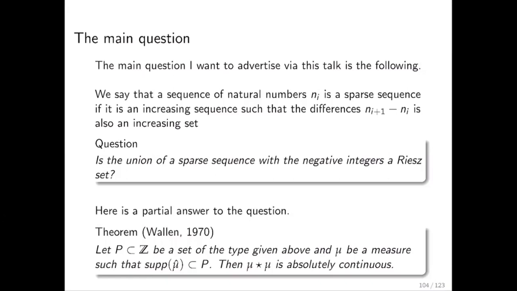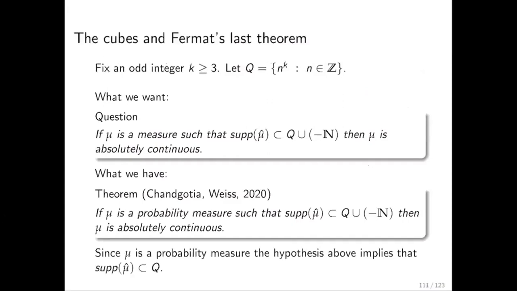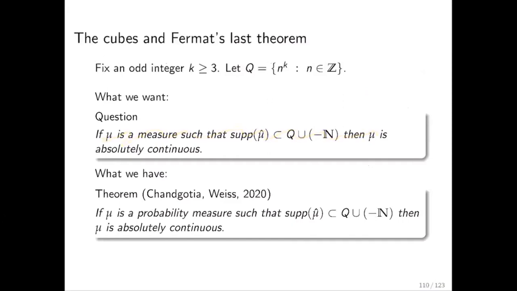So there's some relationship with predictive sets, which we won't go into. What we wanted is that if I append the cubes, then I get something absolutely continuous. What we managed to prove is that if mu is a probability measure, not a random measure like this, and if the support of mu hat is contained in the negative integers and the cubes, then mu is absolutely continuous. So we are sort of almost there. Well, okay, not really. I think there's a huge distance going from here to here.